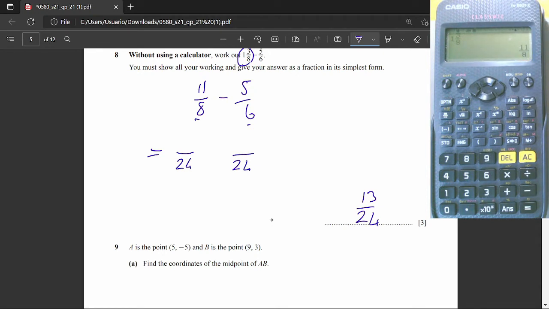The lowest common multiple, of course, meaning we multiply the 8 by 3. So we do the same with the 11. 11 times 3 is 33. We multiply the 6 by 4. So we do the same with the 5. 5 times 4 is 20. And that's it. 33/24 minus 20/24 gives us our final answer, 13/24.